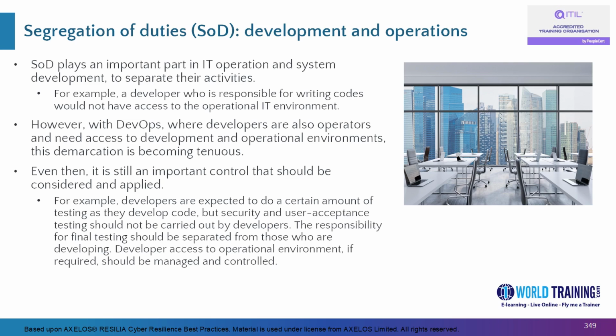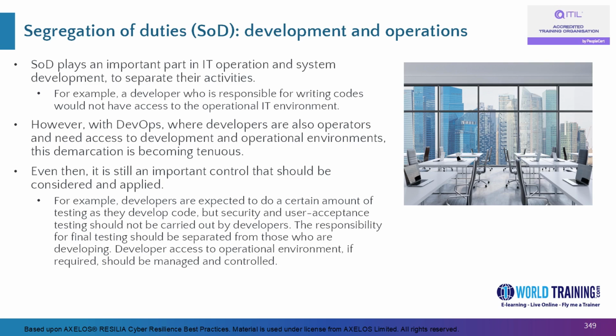In development and operations, let's see how this works. It plays an important part in IT operation and system development to separate their activities. For example, a developer who is responsible for writing code would not have access to the operational IT environment. However, in modern environments such as DevOps environments, developers are also operators and vice versa. So developers will need access to operations and vice versa. And this demarcation becomes tenuous. Even then, it is still an important control that should be considered and applied.